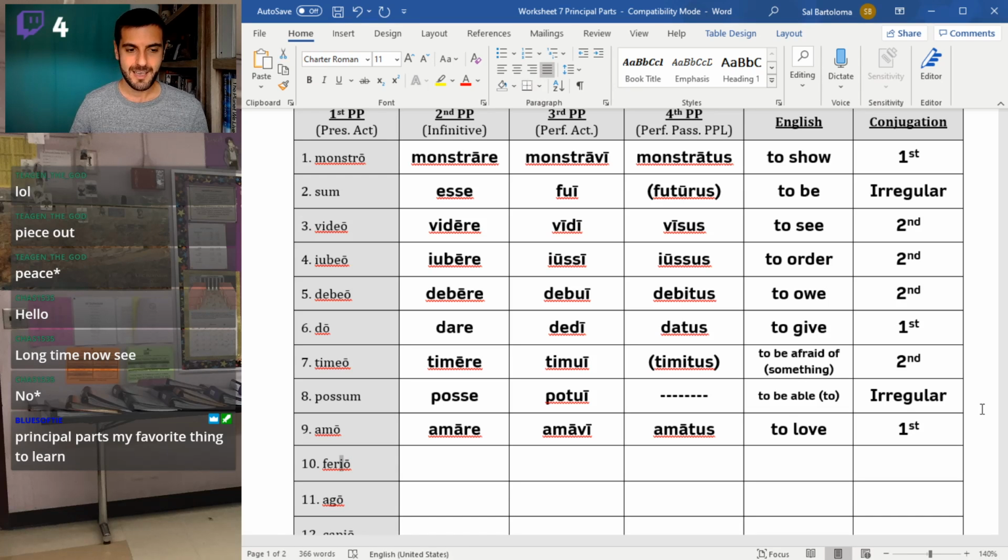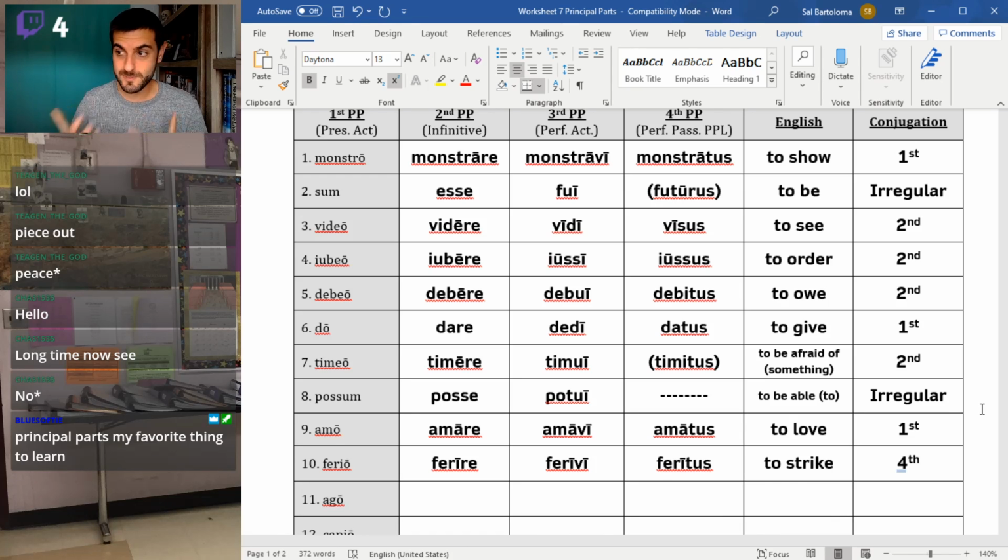Ferio, so when I have an IO, that makes me think it's going to be third IO or fourth, because they both have the IO. And when I look it up, it turns out to be ferio, ferire, ferivi, feritus. And that verb means to strike, as in to hit someone with something. Ferio, ferire, long IRE, that is our fourth conjugation.